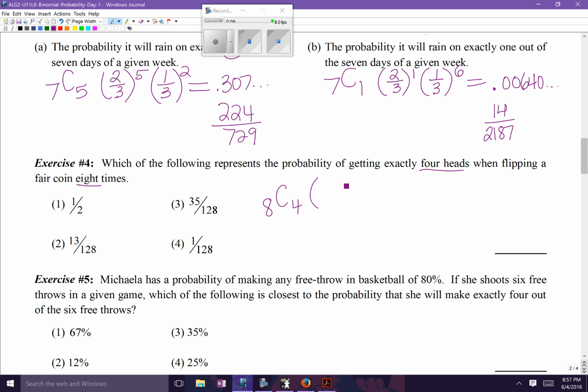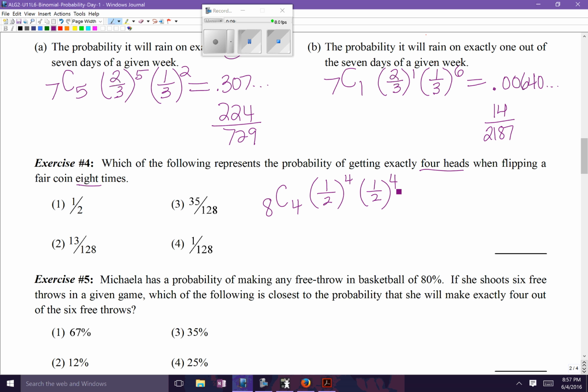If you think about it, the probability of getting a head when you flip a fair coin, well, there's 2 choices, right? Heads or tails. Heads counts for 1 of them. I want this to happen 4 times. I want to get a head 4 times. The probability of not being successful, in this case, getting a tail, would be 1 out of 2. And I'm doing this 4 times.